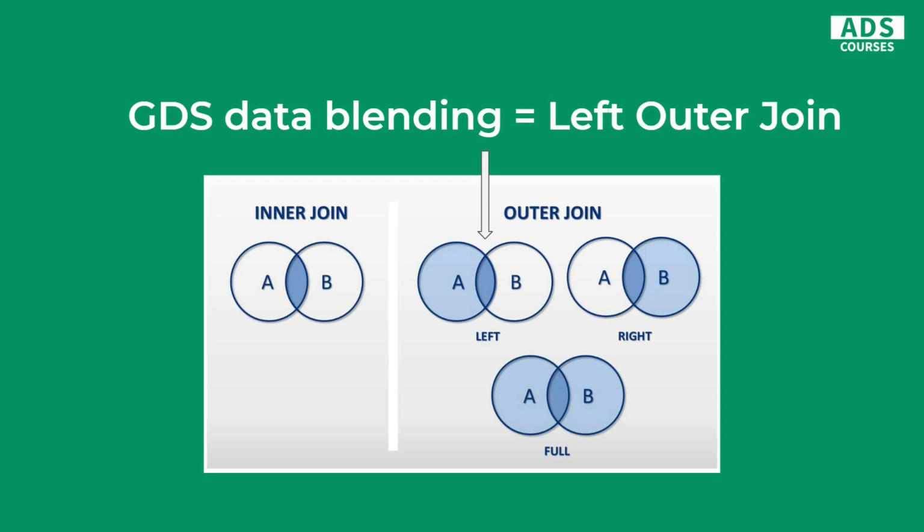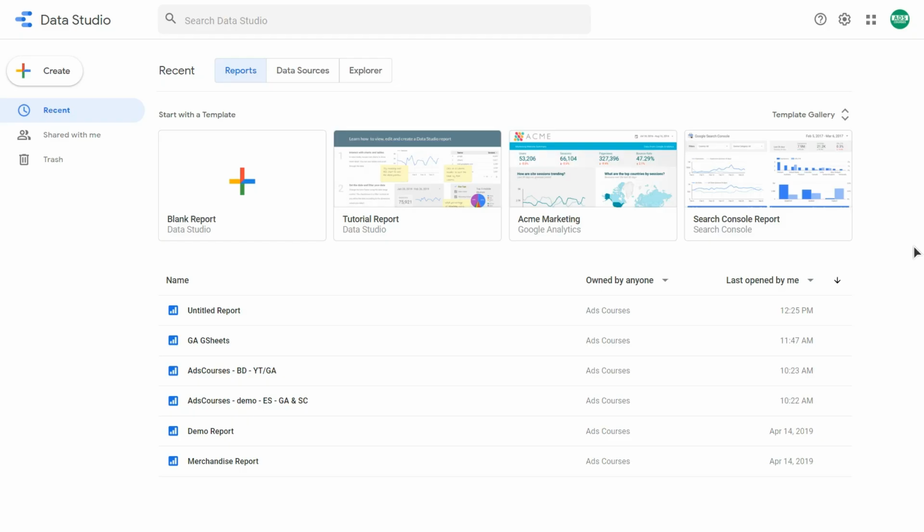Now I will show you how to use the data blending option in GDS. Data blending option is a great feature, and there are endless possibilities when it comes to combining data from different data sources. And in this tutorial, I will show you 3 different examples. In first example, I will combine data from Google Sheets with Google Analytics data.